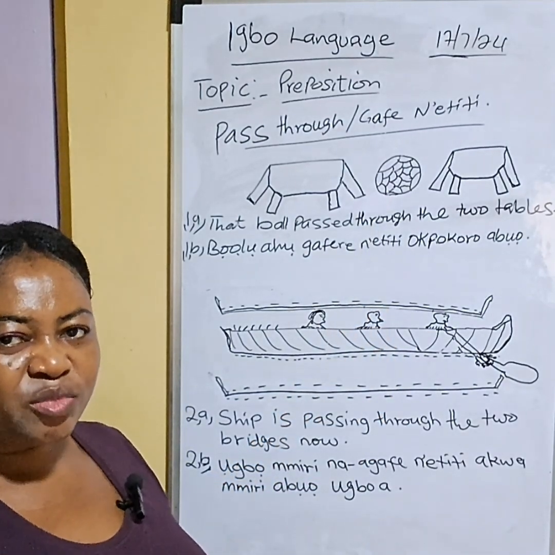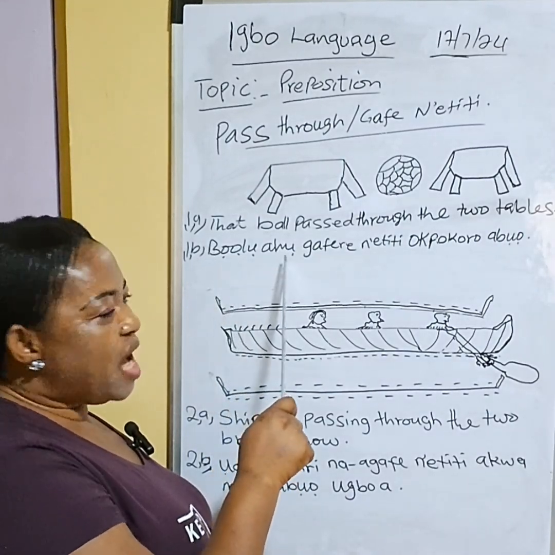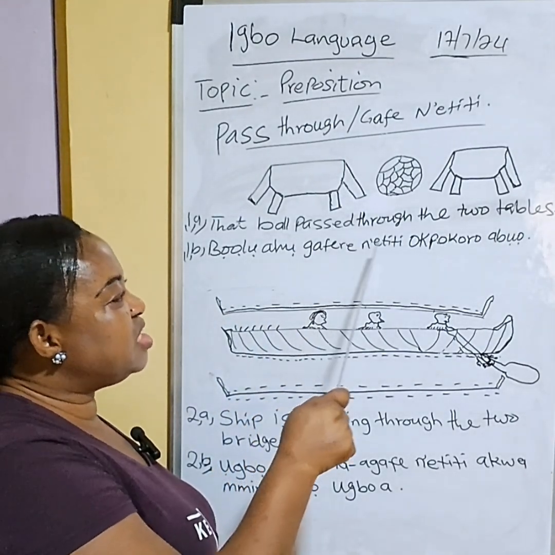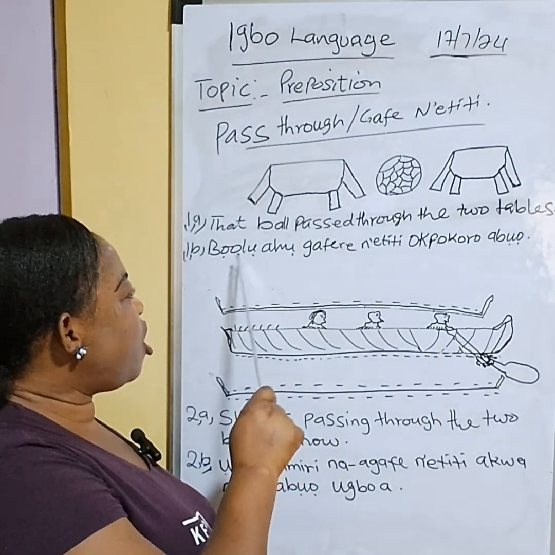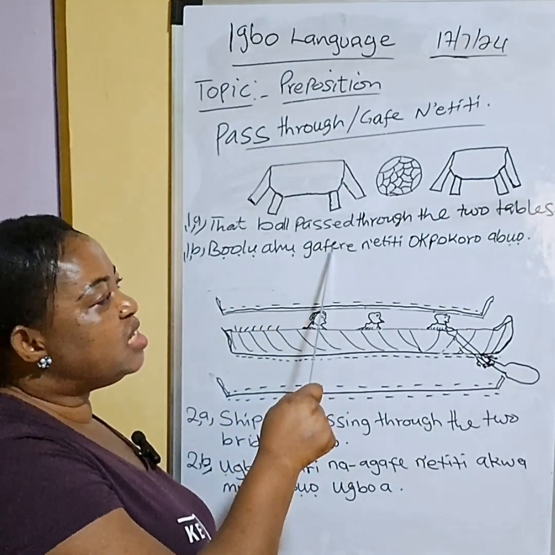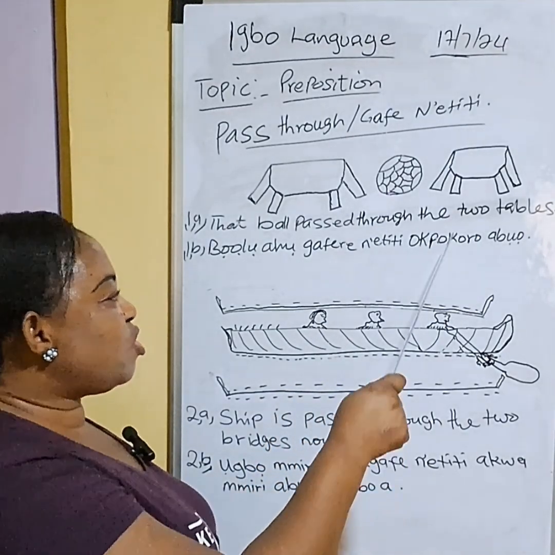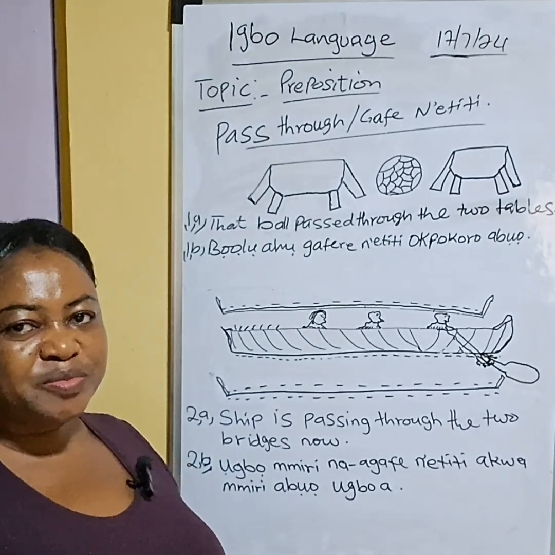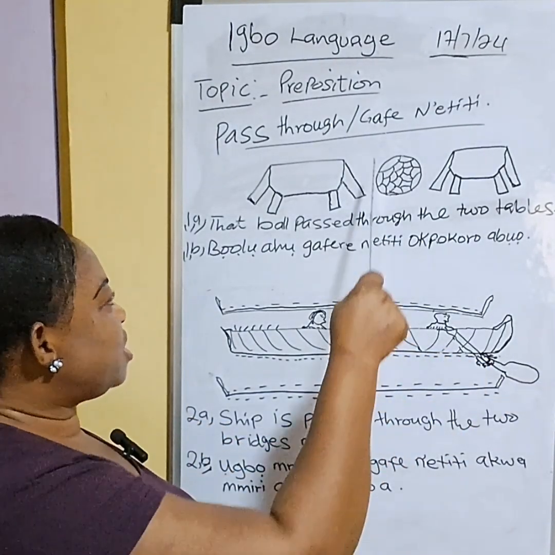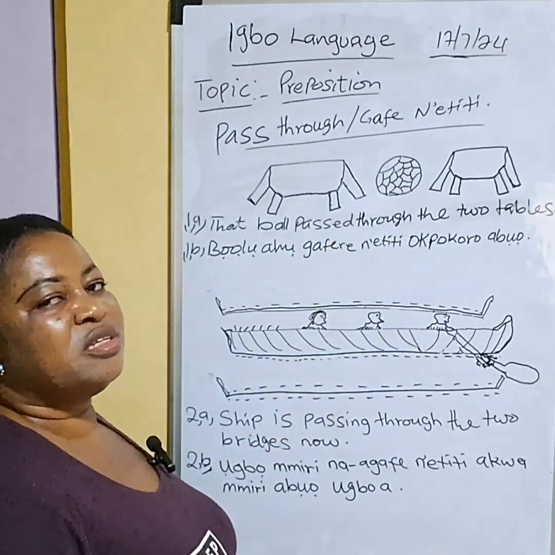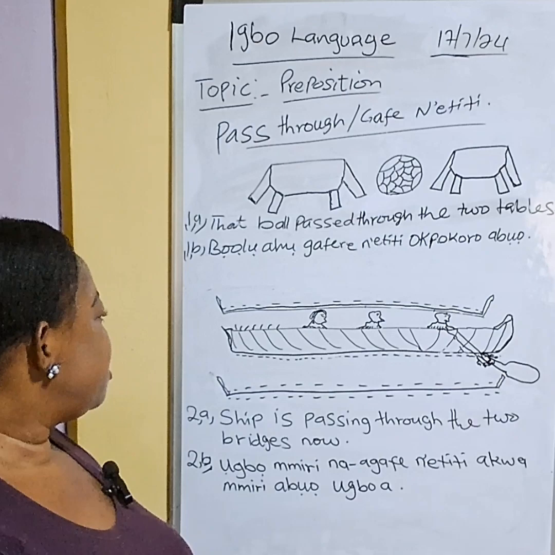Yes. In Igbo, it simply means bọọlụ ahụ gafere n'etiti okpokoro abụọ. Bọọlụ ahụ gafere n'etiti okpokoro abụọ. Remember, okpokoro in Igbo means table. It passed through the two tables. You can see it. It passed through the two tables.